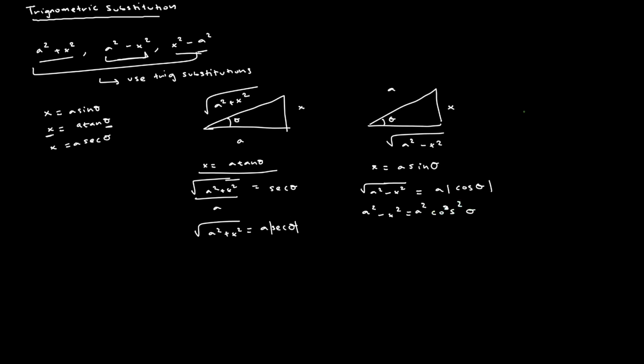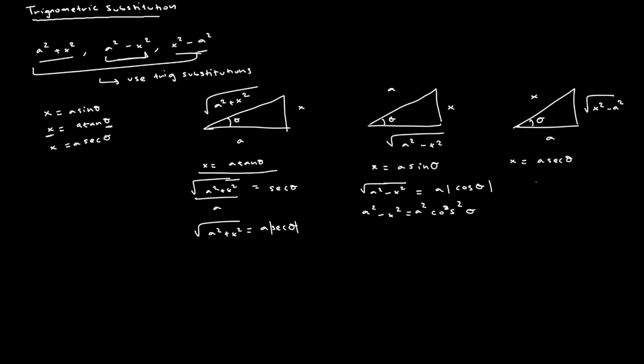And then finally, for the case of x squared minus a squared, we have theta over here. And what length would describe the square root of x squared minus a squared? That would tell us that the hypotenuse would be of length x, and that a would be on the adjacent side. And so we're trying to find this over here. And therefore, our substitution is x is equal to a times secant theta.